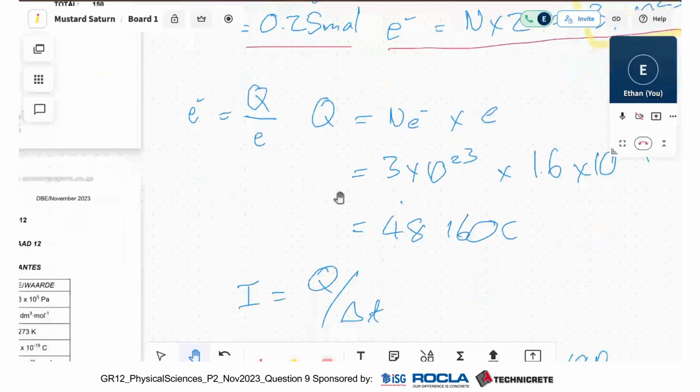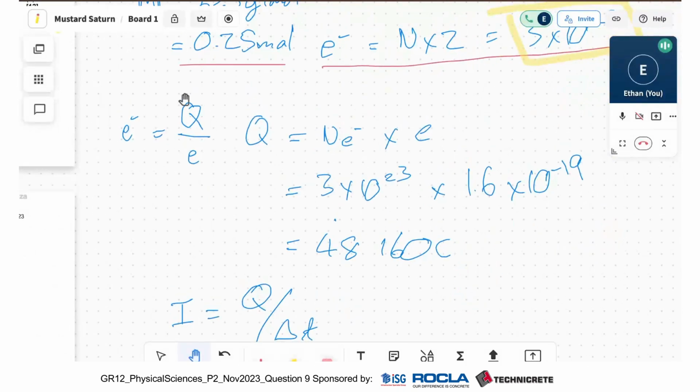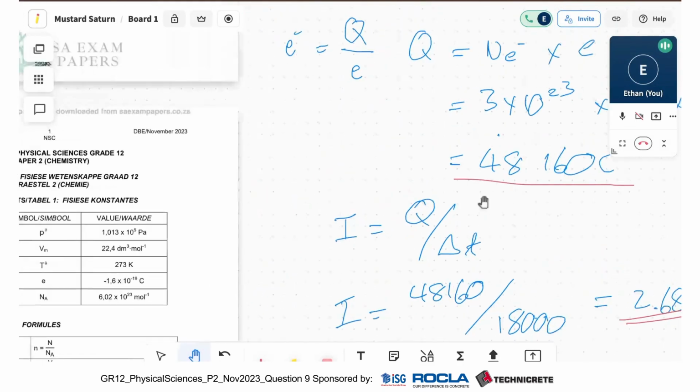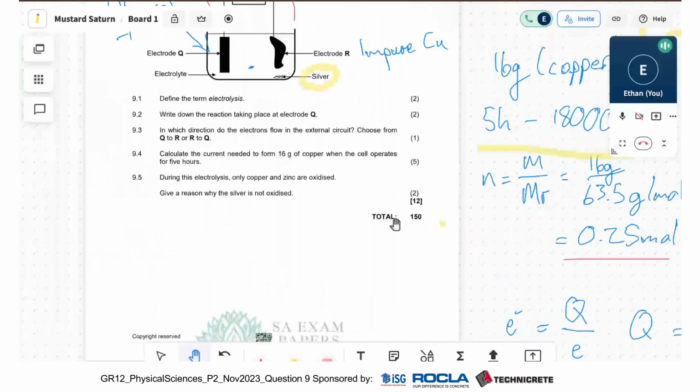And then we basically want to figure out the charge on all these electrons. What's the total charge for this big number of electrons? So to get the total charge Q, we multiply the number of electrons by the charge of a single electron, which is what we do here, and we get the total charge required for the reaction. Then now that we have charge and we're given time, we can calculate current, and we get the final current required. Okay, so it's a very long question, but if you just break it down into each step, you'll be able to work through it.